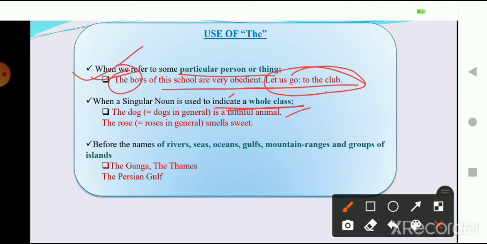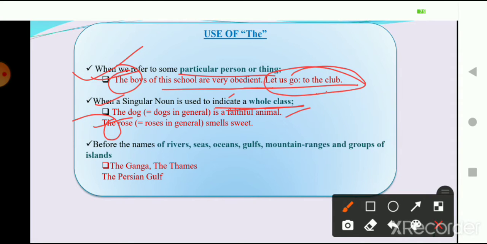Okay, similarly there is another example: the rose smells sweet. So in general we are saying that roses smell sweet. Okay, so we have used the word the before rose.